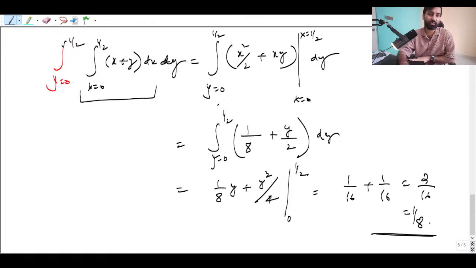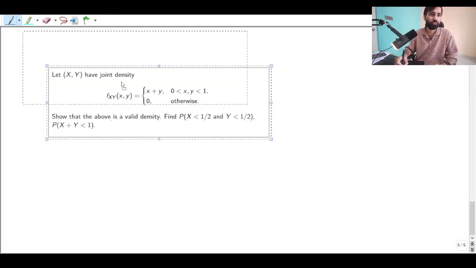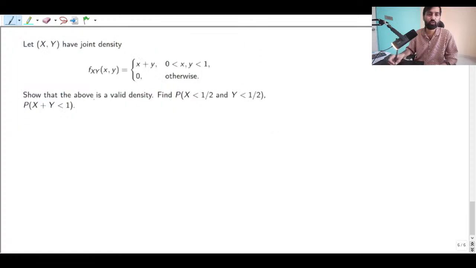Okay, let us take the second part of the question, which is more interesting. I'm again going to take this question and we are going to solve the second part. Already done, the answer for the first part is 1 by 8. Now we want to find the probability of x plus y less than 1. Now they have given a particular region, and in this region you have to integrate. They have given x plus y less than 1.